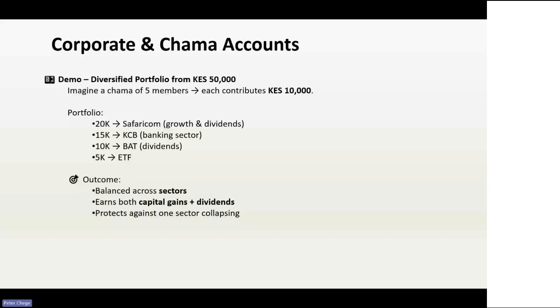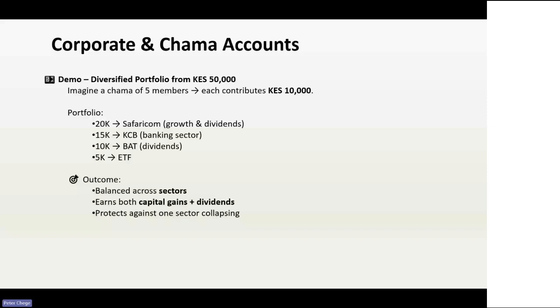This 50,000, you can decide 20,000 goes to Safaricom. Safaricom is a growth. Growth means it appreciates in price. It came from 5, it went to 20, 40, it's back to 20. It fluctuates within those prices. And we project even in future it might go high. And it also gives dividend. So I hope that I have explained growth stocks and dividend stocks. Growth stocks are the ones that appreciate in price. Dividend stocks are the ones that give dividends.